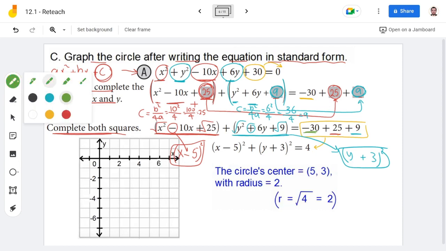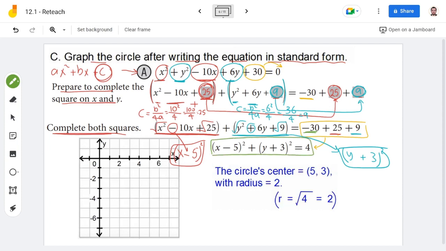Now, if I ask you, how can I graph all of that? To graph this one, first step, you need to identify the center. Then second step, you need to identify the radius. So what's the center? We know that 5 is h and 3 is k, and always opposite sign, always opposite sign. So negative 5 here will be 5. Here plus 3, so here should be negative 3.